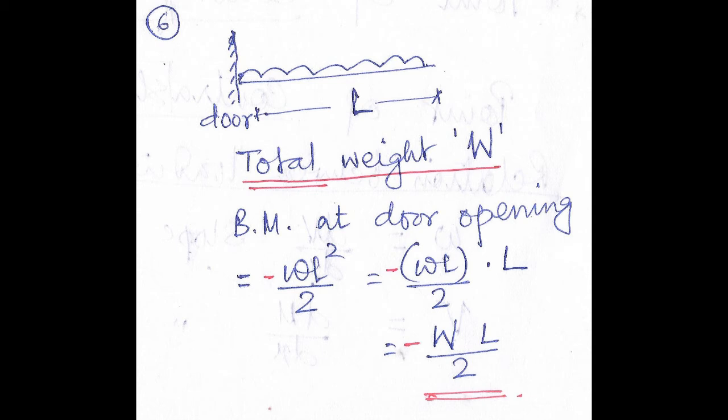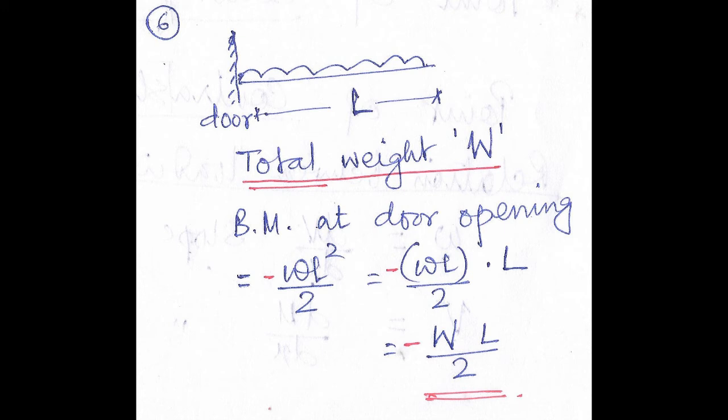I have drawn the door like this way, that the door is the fixed end and the span of the door is L meter and the load is acting as UDL. But here if you read the question, you will find the total weight is W. So bending moment at the door opening will be WL square by 2. We know it for a UDL acting on a cantilever.